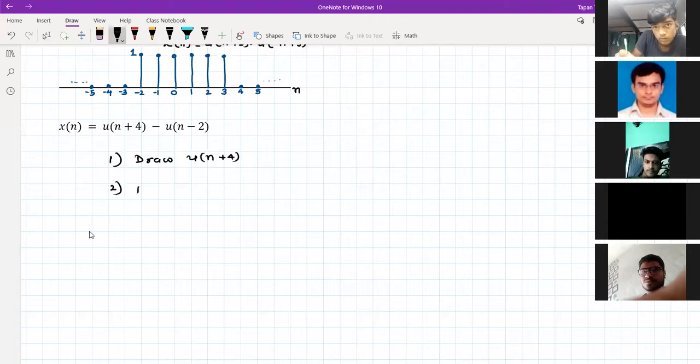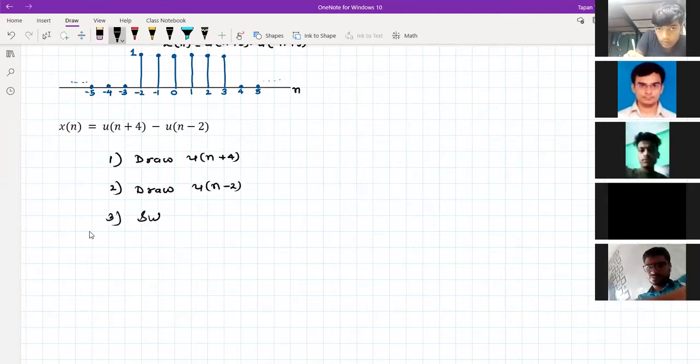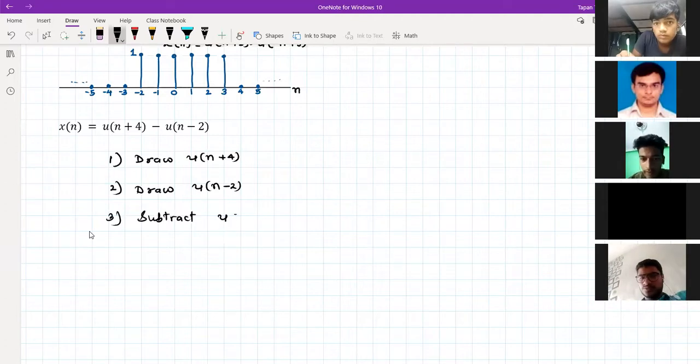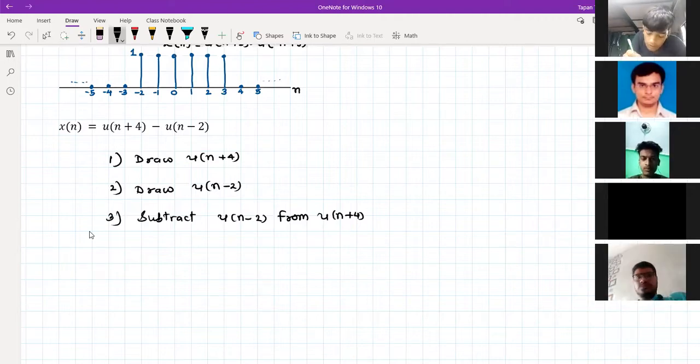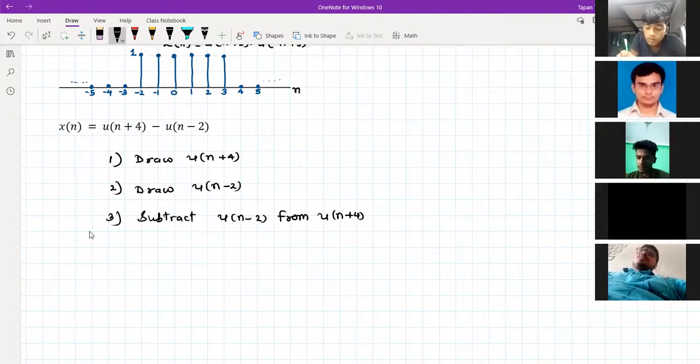Second, draw u of n minus 2. And third step will be to subtract u of n minus 2 from u of n plus 4. Basically, you are performing u of n plus 4 minus u of n minus 2. Once again, you will do the addition and subtraction in instantaneous manner.